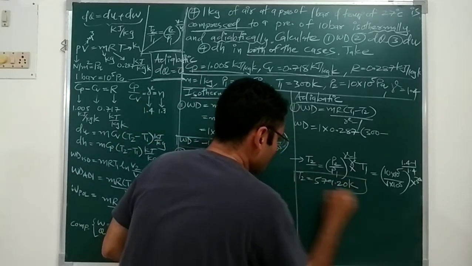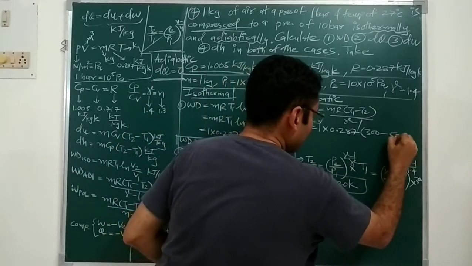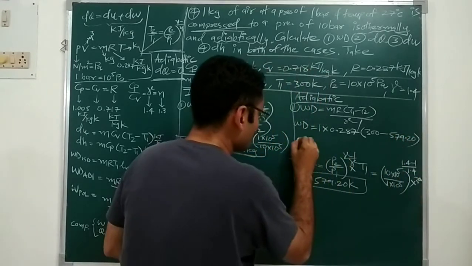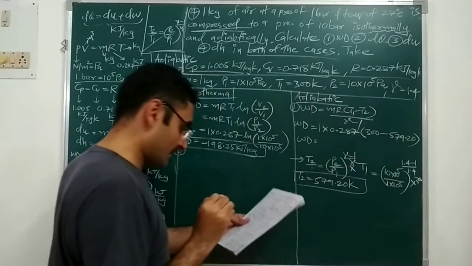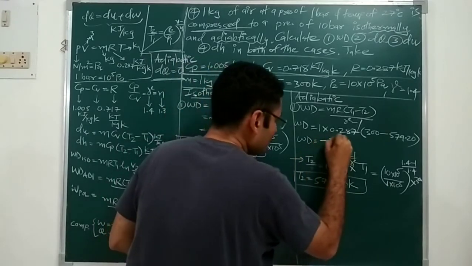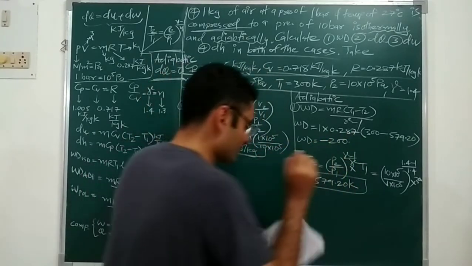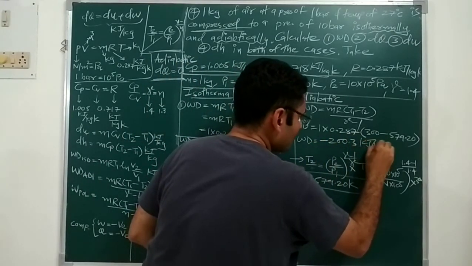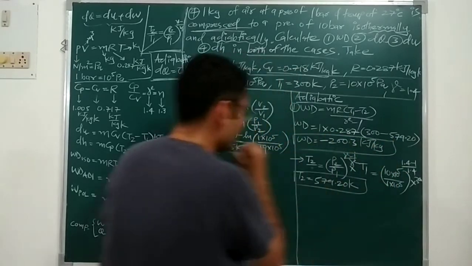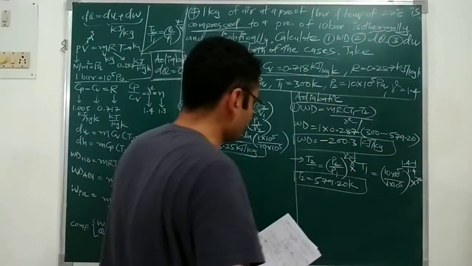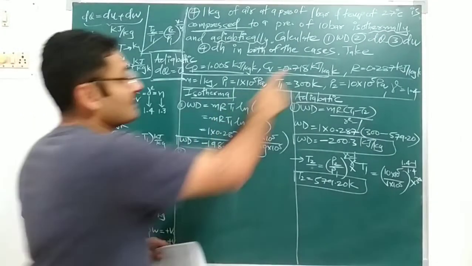579.20 Kelvin. So that answer you will insert over here, 579.20. So the work done answer you will get as -200.3 kilojoule per kg. Again, the answer is negative, which will indicate it is a compression process. Okay, now the second question is what?